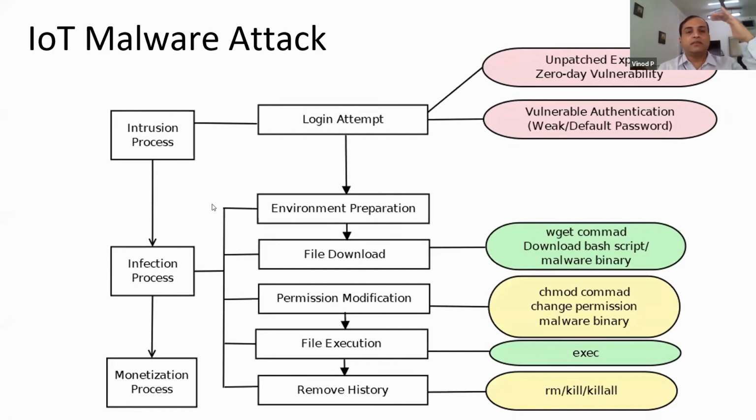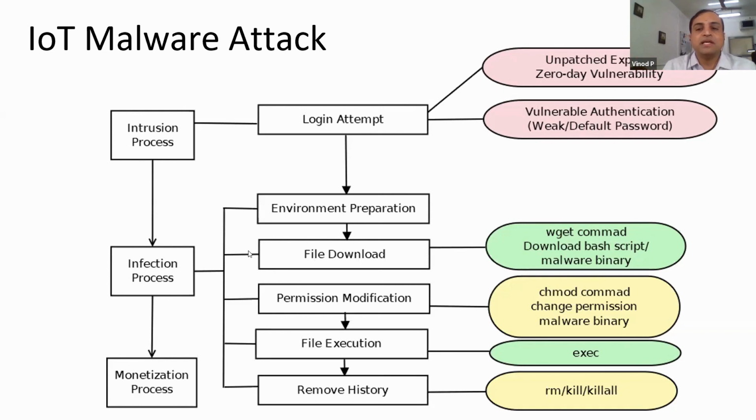So basically there are three phases in the attack. One is the intrusion phase. In the intrusion phase, the attacker will attempt to log into a system by looking at certain vulnerabilities. We can assume that the device has some weak or default password. So the attacker will try to get into the system by cracking the password, either using a brute force attack or a dictionary based attack.